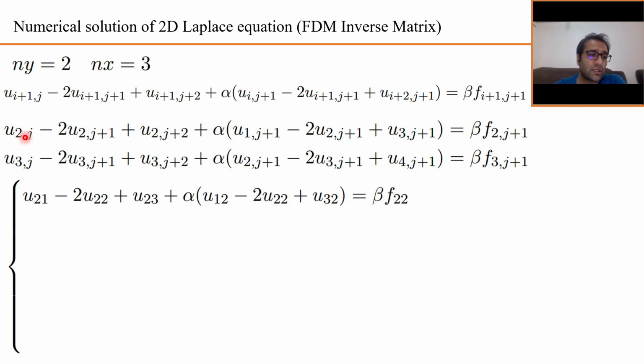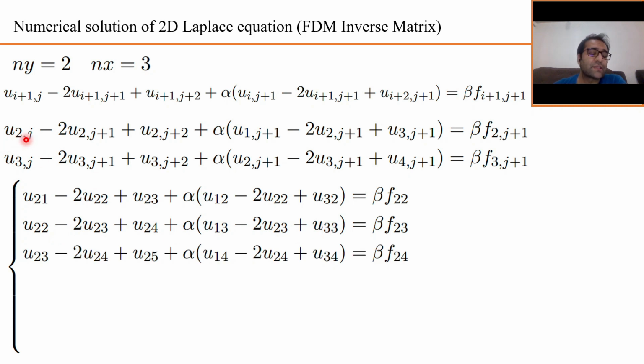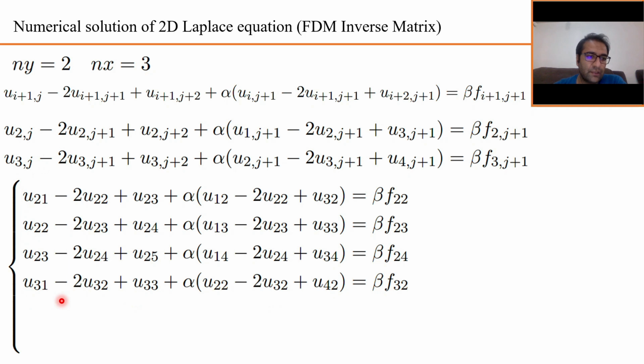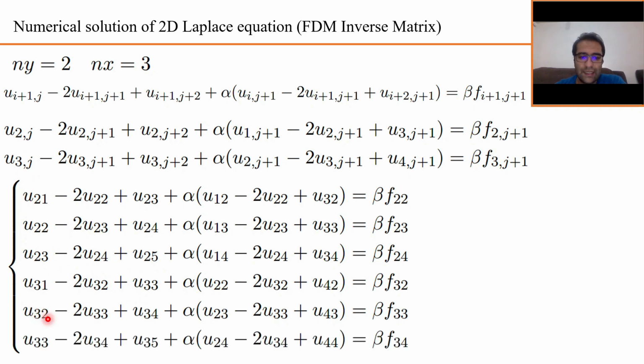In the first equation, I substitute 1 and I have U21 and the rest like this. I substitute 2 instead of J and I have U22 and the rest like this. And when I substitute 3 here, I have U23. So the first one is over. Now the second. If I substitute 1, I have U31, and I just substitute the rest, and it will be like this. If I substitute 2 here, I have U32, and if I substitute 3 here, I have U33, like this.